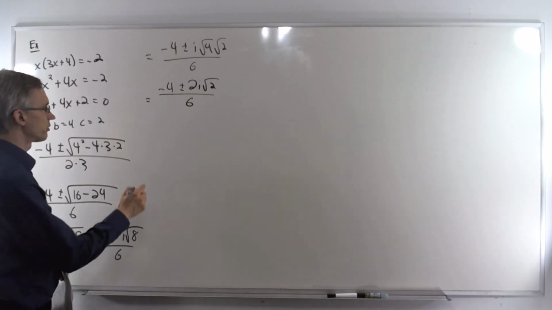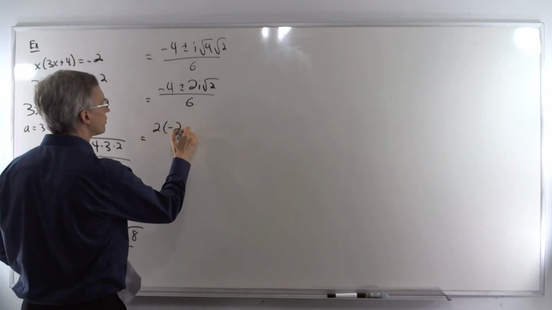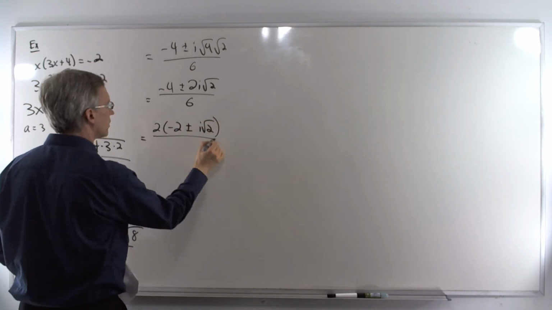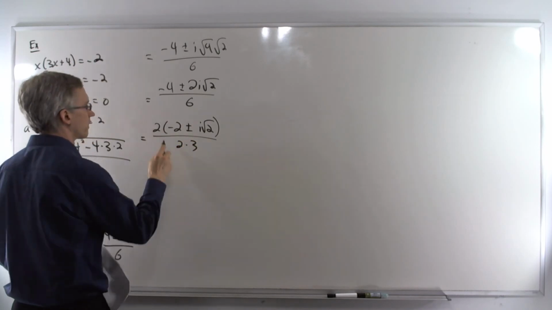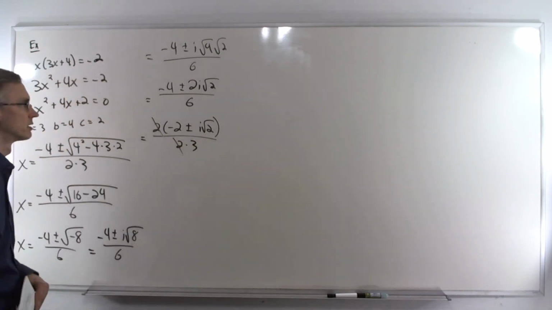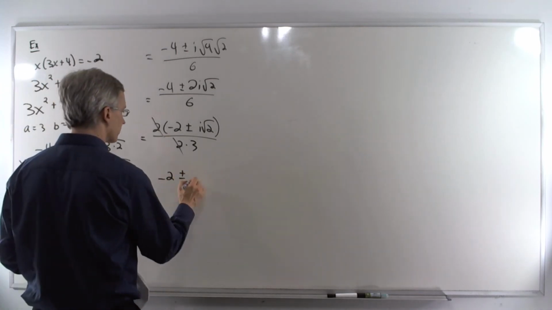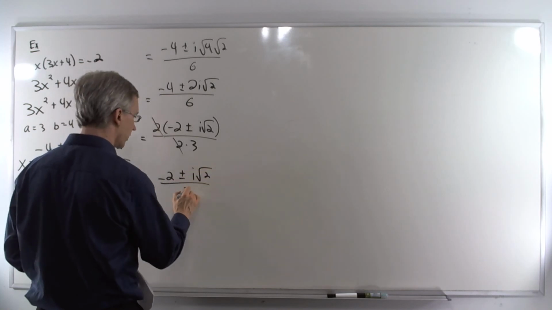Now we can factor out a 2 up top. 2 times negative 2 plus or minus i square root of 2, over 6, which is 2 times 3. Now we can cancel those 2's. So that gives us negative 2 plus or minus i square root of 2 over 3.